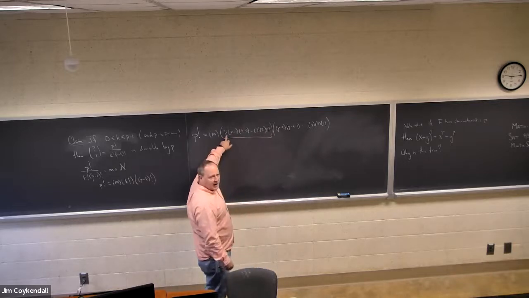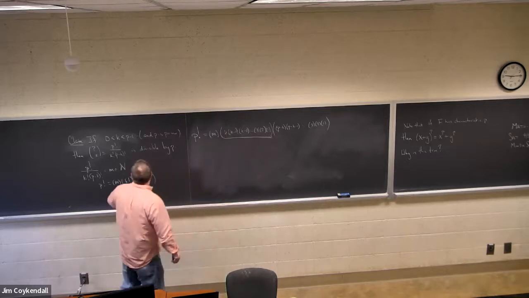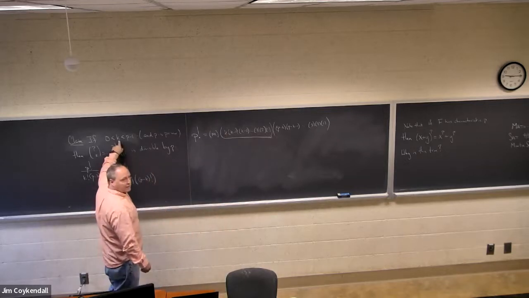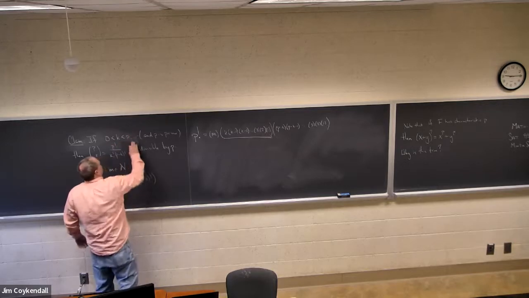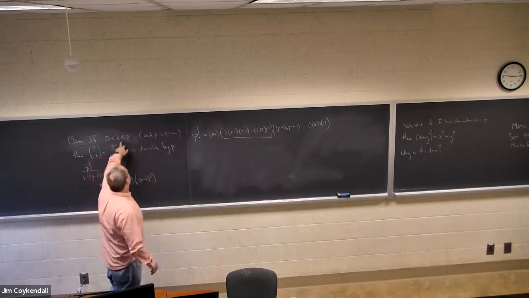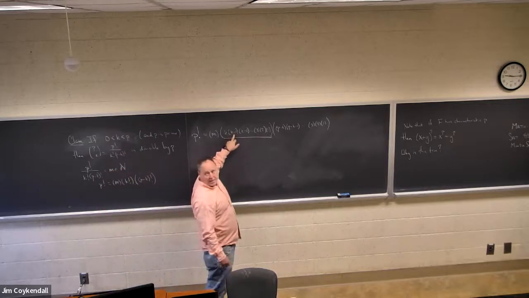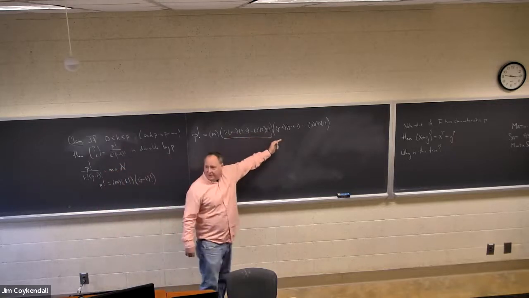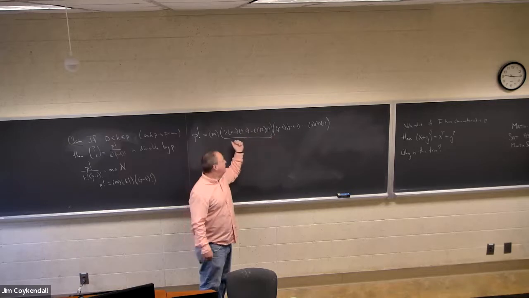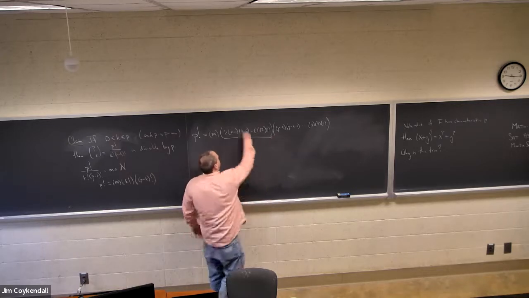Can P divide K? No, because K is too small. Actually, that should be less than P. My bad. K is less than P, so P can't divide K. Same with K minus 1. It's getting worse, isn't it? So there's no way P divides anything in here, so it doesn't divide this.